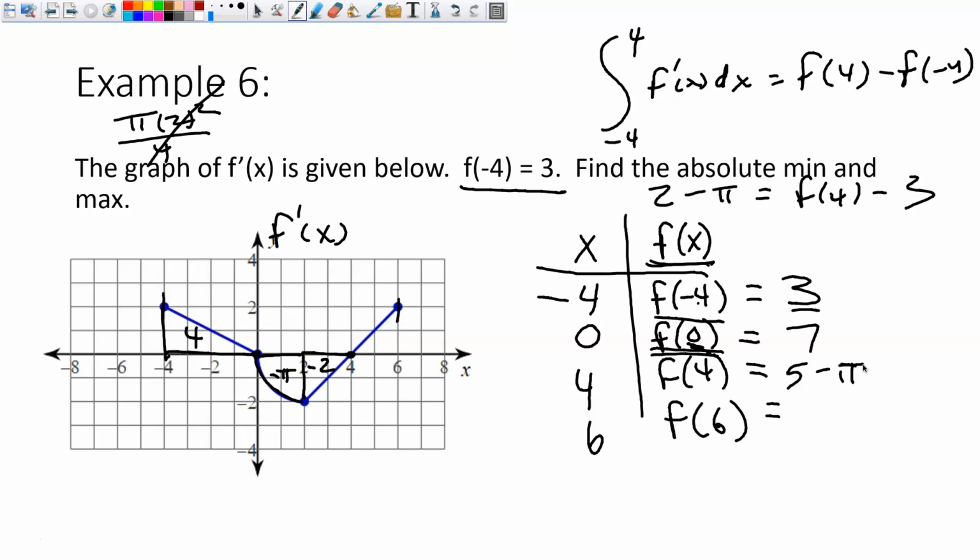So this is the area under the curve from negative 4 to 4, right? So I just added together all these little areas, and I got 2 minus pi. Oh, so we're not using 0? 0? Yeah.